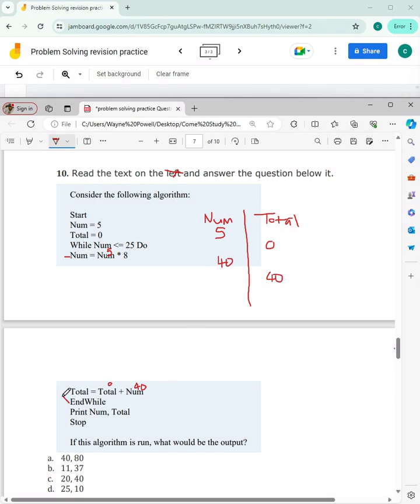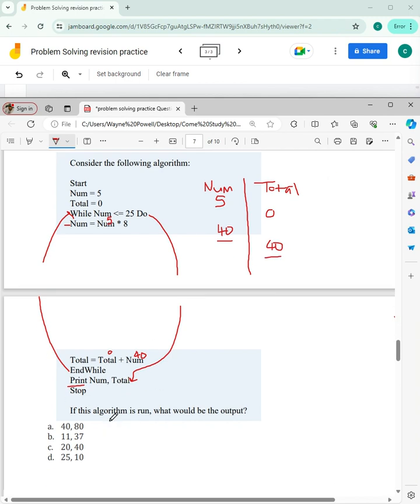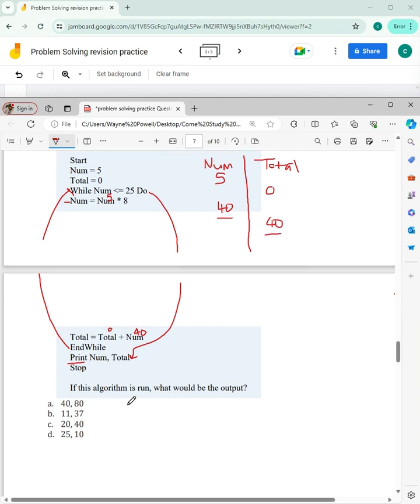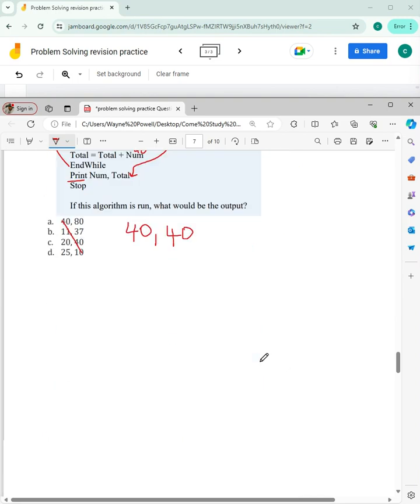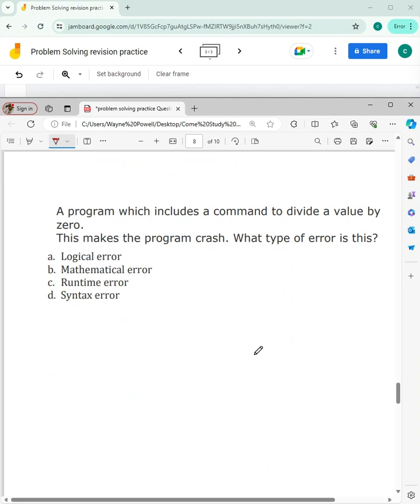We are going to go back to the top of the loop. Is num less than or equal to 25? No. So we're going to exit the loop. We'll come to the next statement. Print num, total. So you should be printing 40, 40. The answer is not shown there. So the answer here should be 40, comma, 40. None of these are the answer. All right, let's move on.